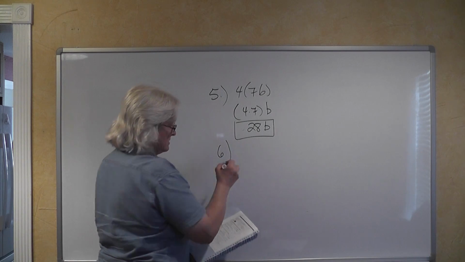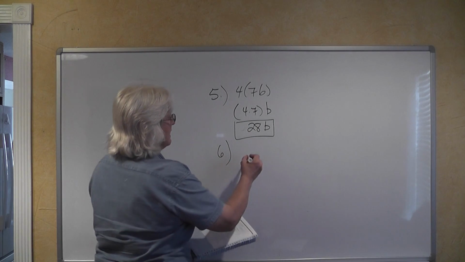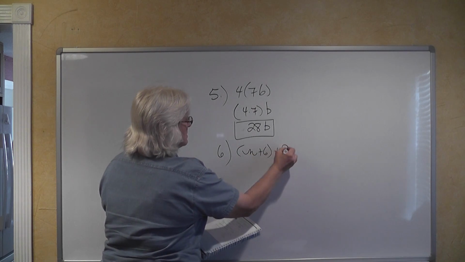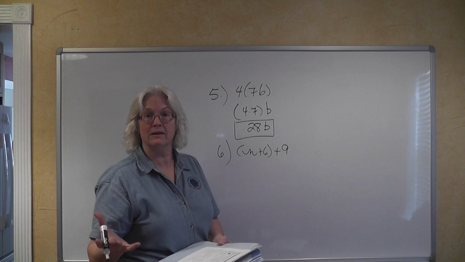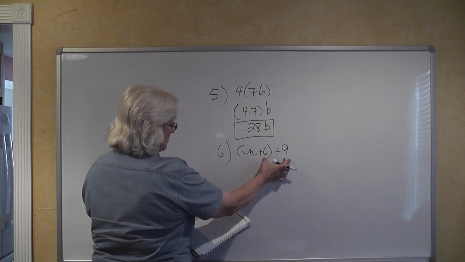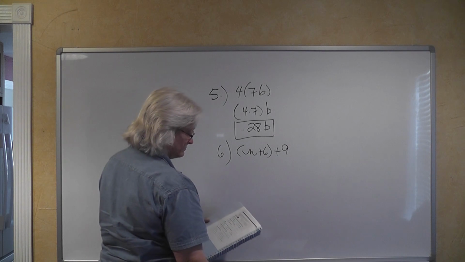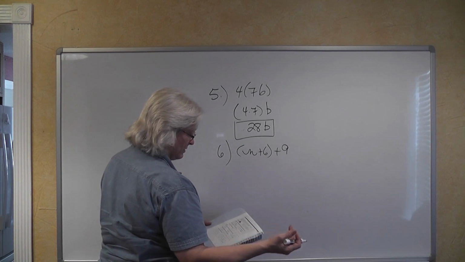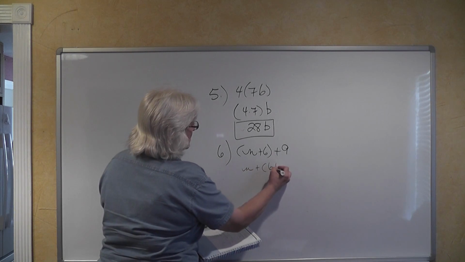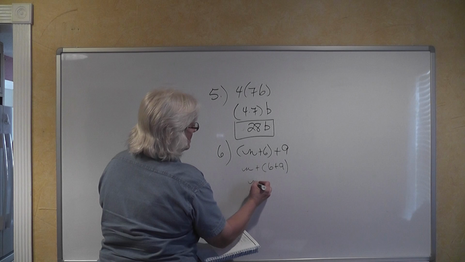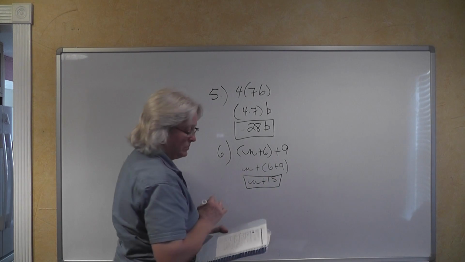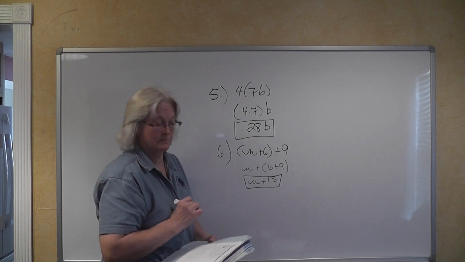Number 6 in the skill check, n, the quantity n plus 6, plus 9. We can't do anything to add 9 and 6, but we can change our grouping again. This is the associative property, n plus the quantity 6 plus 9, and n plus 15 is your solution here.